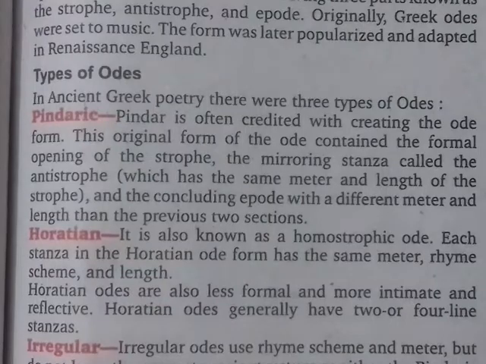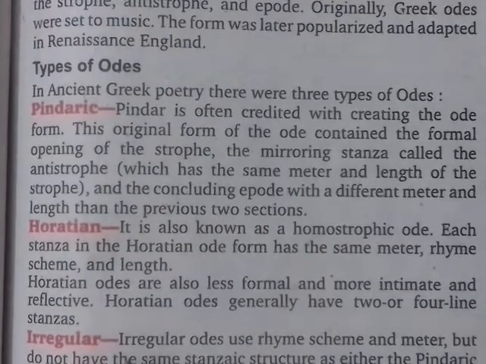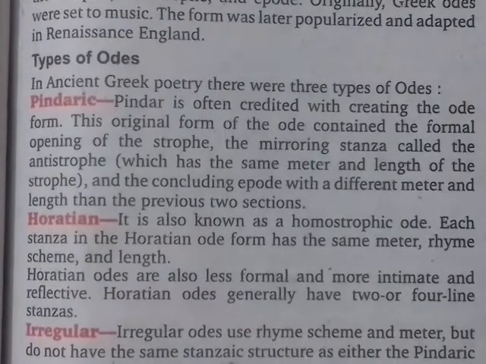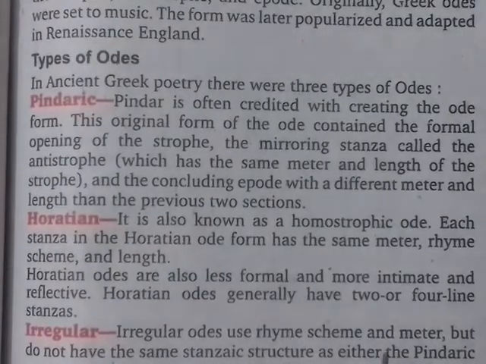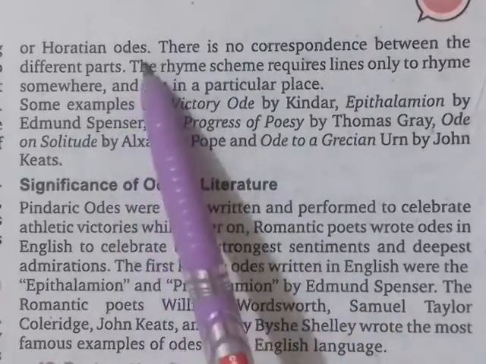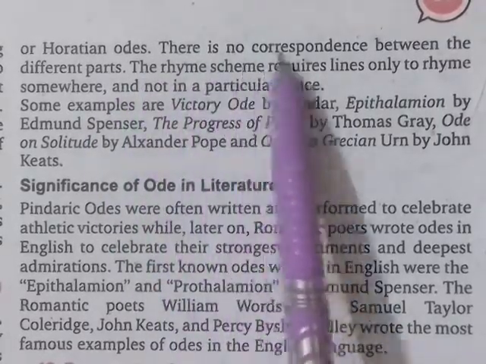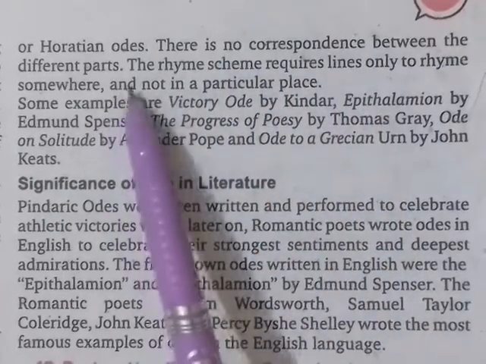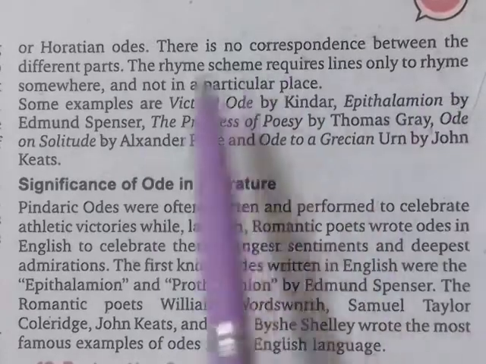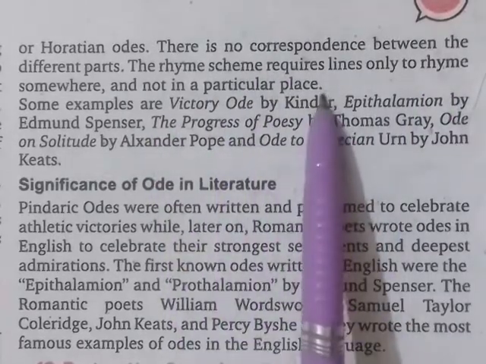Irregular odes use rhyme scheme and meter but do not have the same stanzaic structure as either the Pindaric or Horatian odes. There is no correspondence between the different parts. The rhyme scheme requires lines only to rhyme somewhere and not in a particular place.